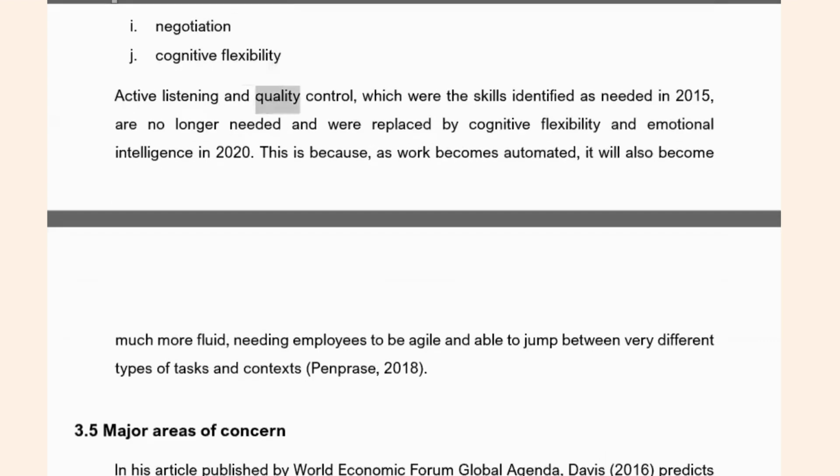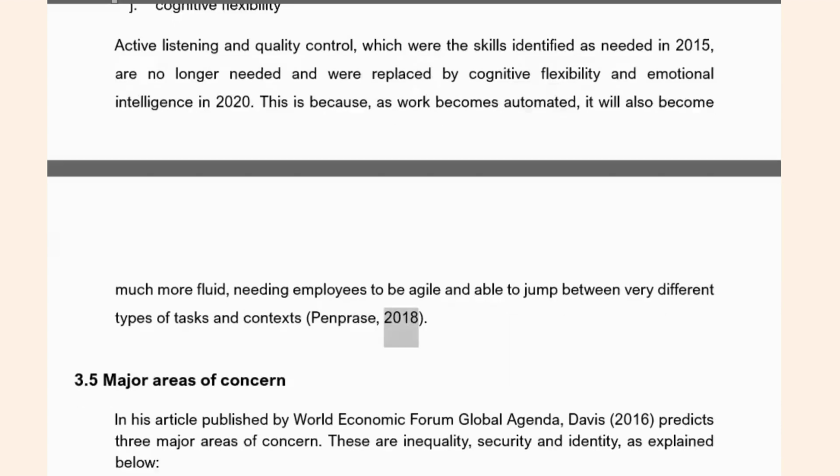Active listening and quality control, which were the skills identified as needed in 2015, are no longer needed and were replaced by cognitive flexibility and emotional intelligence in 2020. This is because, as work becomes automated, it will also become much more fluid, needing employees to be agile and able to jump between very different types of tasks and contexts. Penprace, 2018.